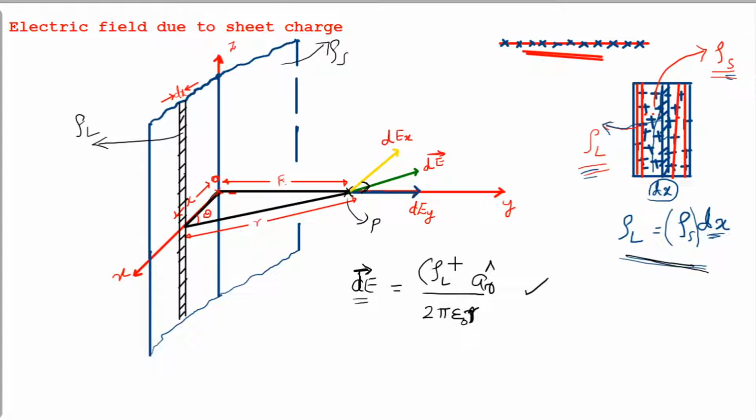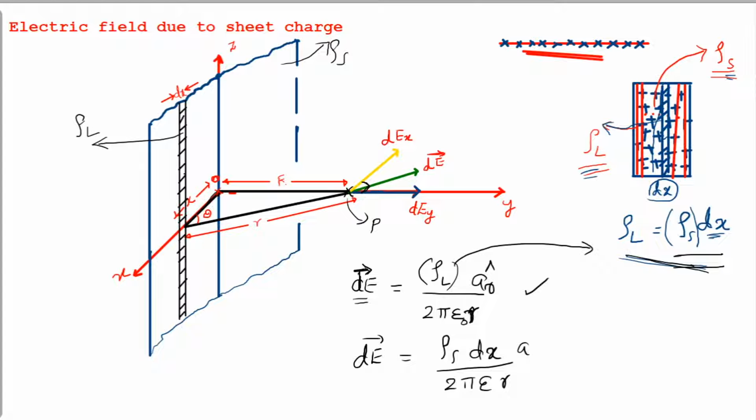Now see here, I have rho L in the numerator, and I already know what rho L is with respect to rho S, because here I don't want rho L, I want rho S, since the sheet of charge is my reference. So rho L has to be converted to a rho S term. So rho L is rho S dx. Please substitute that here. So you get dE vector as rho S dx divided by 2 pi epsilon R, A R cap.